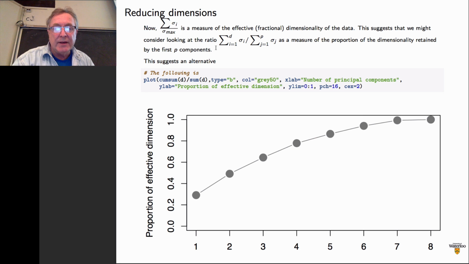So what we might look at then is the ratio of the sigma i, adding them up as we're going along, over the total sum of the singular values, as another measure of the dimensionality. To get the full dimensionality of the data, I have to go all the way up to 8. But maybe ending at 5, I've got most of the dimensionality. It's another way of looking at this and thinking about it.